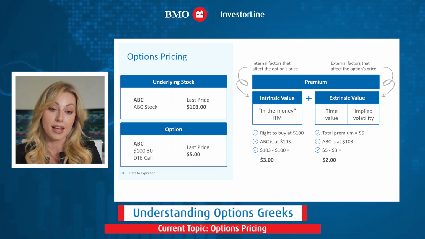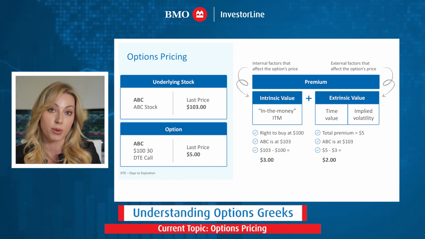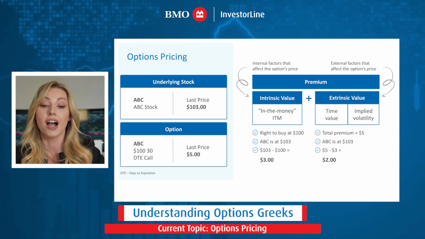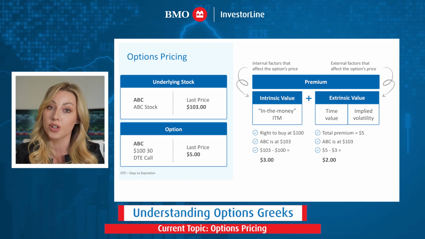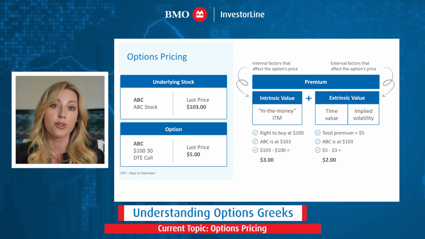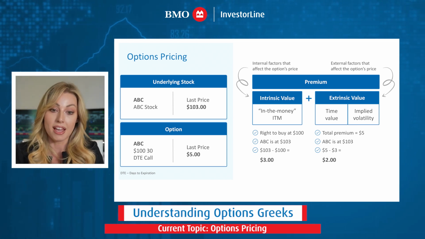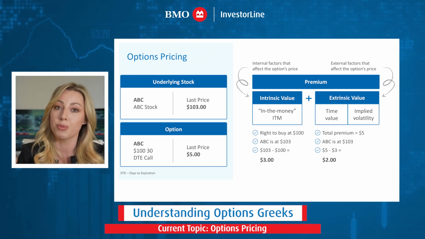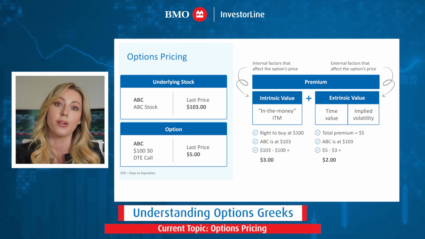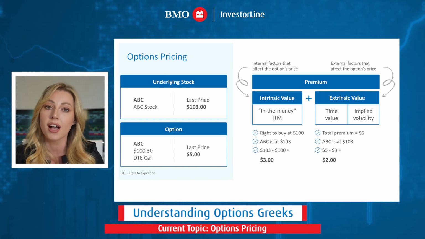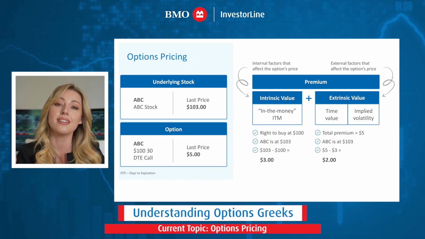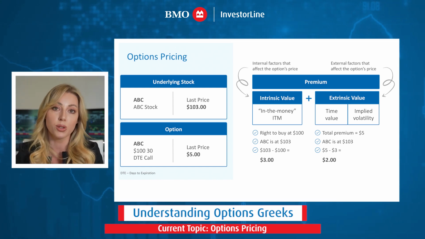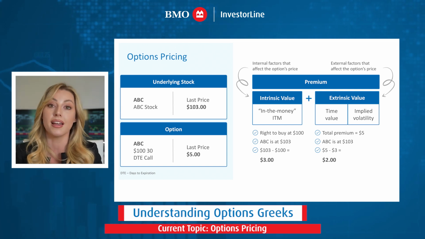So in this example, an ABC 100 strike, 30 days till expiration call trading at a premium of $5, well, that represents the right to buy 100 shares of ABC at $100 per share at any time for the next 30 days. So if ABC is at $103 per share and I own the right to purchase at $100 per share, that has to be worth at least $3 per share because I could execute upon the terms of that contract, buy ABC at 100 and immediately sell it at the market price of 103. That contract's strike price is more favorable than the market, which means it's in the money and has intrinsic value.